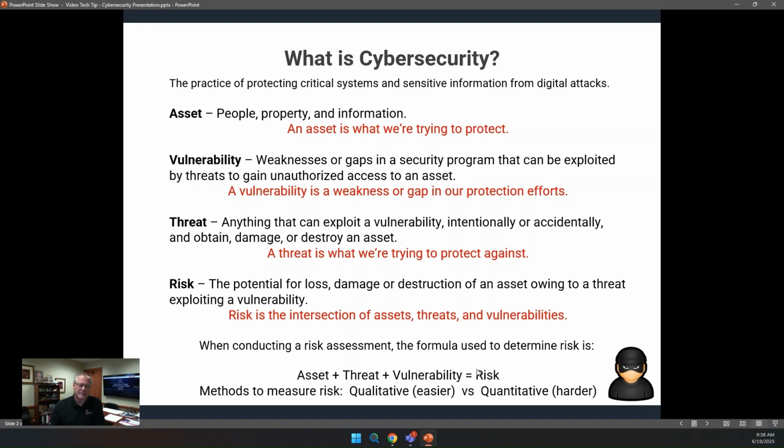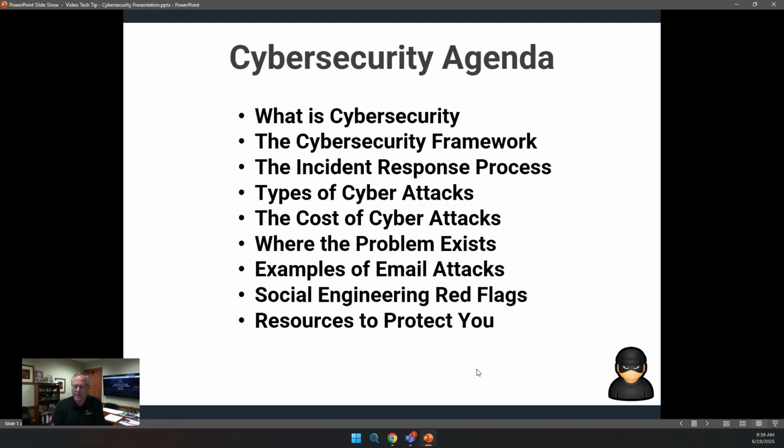Now, I suggest you take some time and consider the assets, vulnerabilities, threats, and overall risk in your business and personal life regarding cybersecurity. Next month, our tech tip will highlight the cybersecurity framework to help you be safer online.